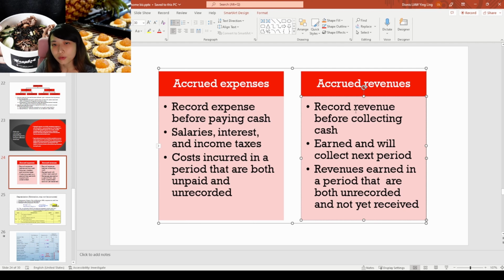And then record revenue before collecting cash. Something like, you always render services to your clients, then maybe collect the money later. So these are examples of accrued revenue. Okay.